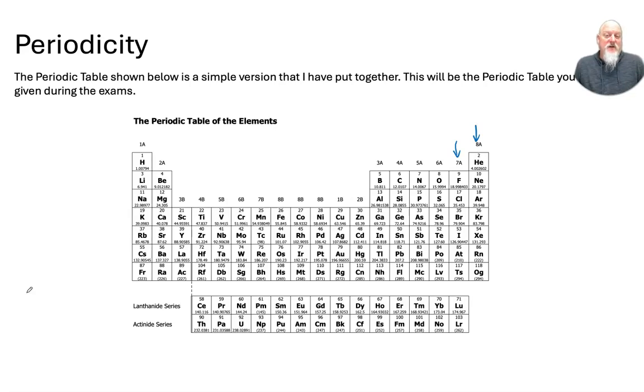So that's kind of the fundamental understanding of what periodicity is, of how properties of elements are based on their electrons, and specifically their valence electrons, and why we can predict properties of elements simply based on where they are in the periodic table. It's because of their electrons.